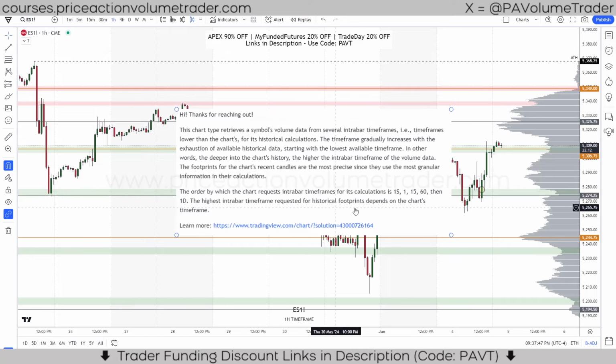The highest intrabar timeframe requested for historical footprints depends on the chart's timeframe. And then they gave me this link, which is exactly what I just showed you, the footprint explanation of how the indicator works.